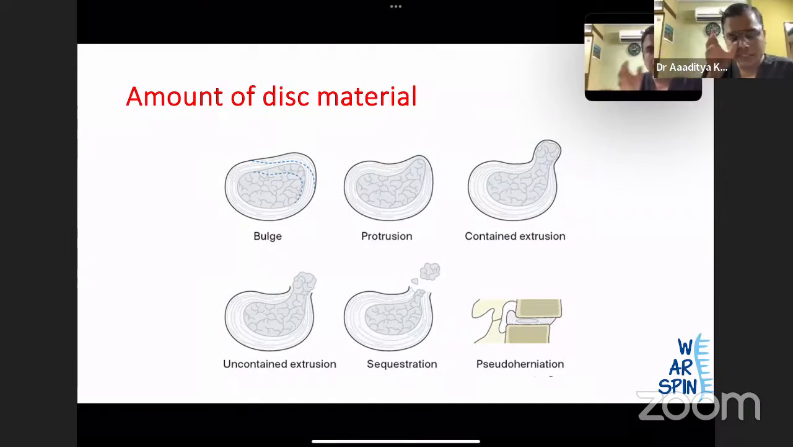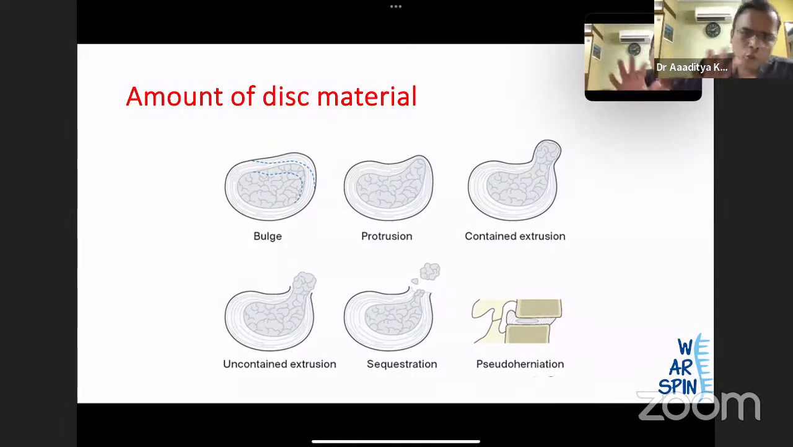And sequestration is where there is complete disconnect of the extruded fragment from the original disc material. Pseudo herniation is basically not a true disc herniation, because this is usually seen in conditions like listhesis, where because of the offset between the two vertebral bodies, there is a pseudo or rather false disc herniation.